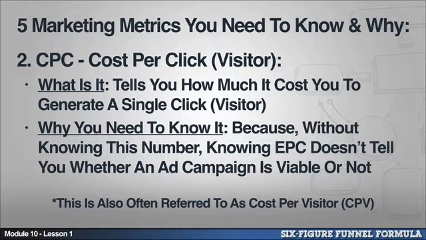In other words, you can hear about somebody having an earnings per click of $10. Well, is that good? Well, it depends. It depends on what it costs them to generate a click, what it costs them to generate a visitor. If they have an EPC of $10, but it costs them $15 to generate a click, well, then that campaign is in the toilet. And so this is why you need to know earnings per click and cost per click. One without the other is useless, and you need to know both.